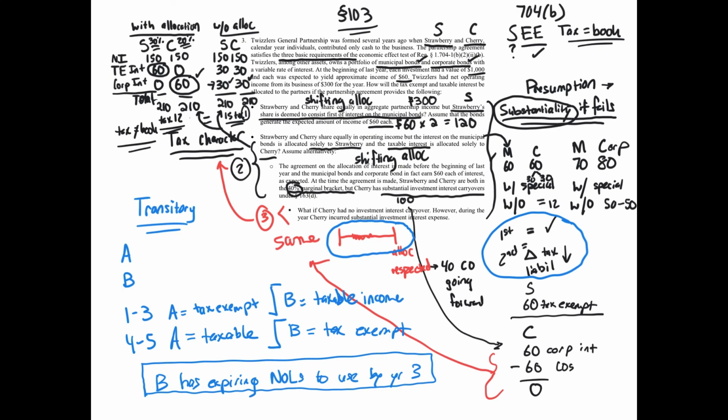And if it's within the same year, the same rates in the same year or whatnot, that's considered a shifting allocation. If it's over multiple years, that's considered transitory. And then again, you can still overcome that failure of substantiality to still make the allocation be respected. But again, you have to overcome that presumption.